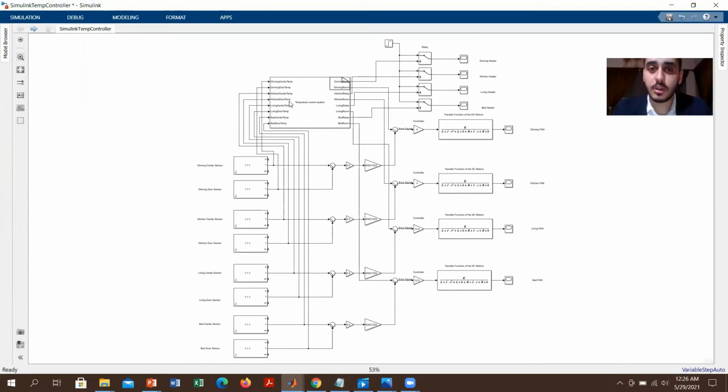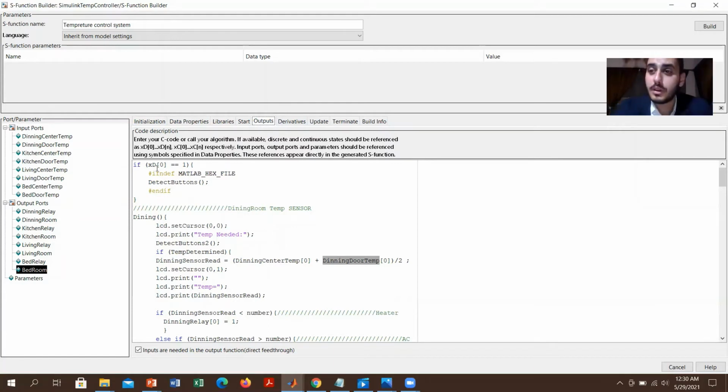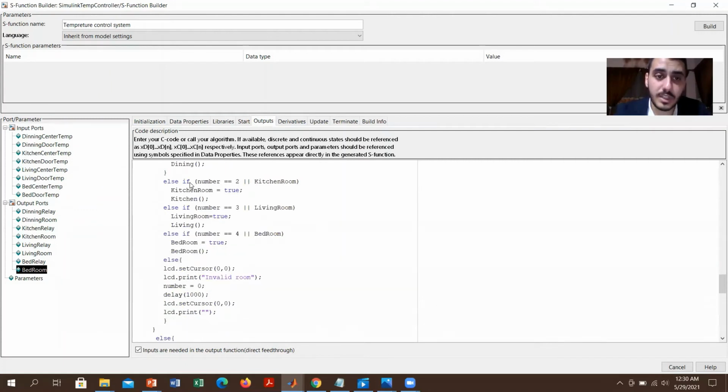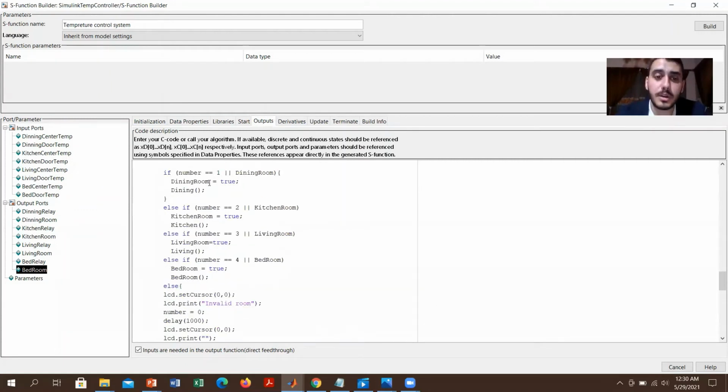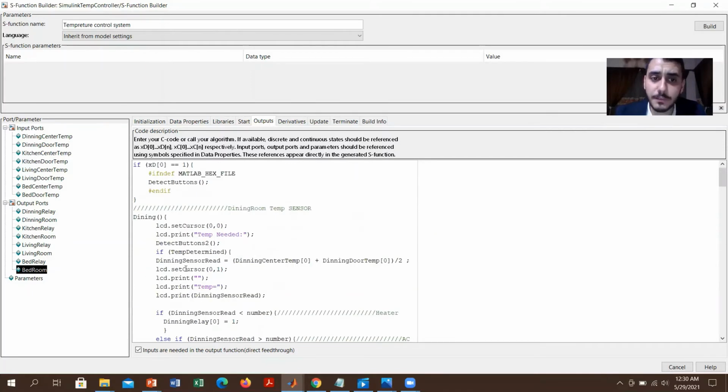Using this as a functional block, we have designed our Arduino code. In the output section, since xd is always equal to 1, this code will be executed infinitely. Each time we'll be calling the detect buttons function. In the detect buttons function, as you can see here, the user is only allowed to enter number 1, 2, 3, or 4. If he entered a valid number, for example, the dining room, which is 1, the dining function will be called. In the dining function, we will ask the user to input the temperature needed, and we will call detect buttons 2.